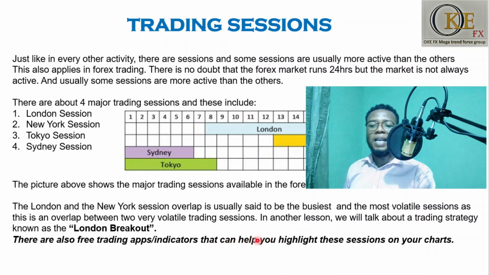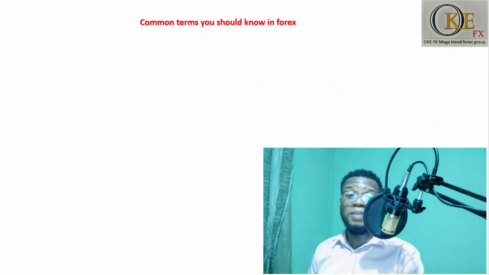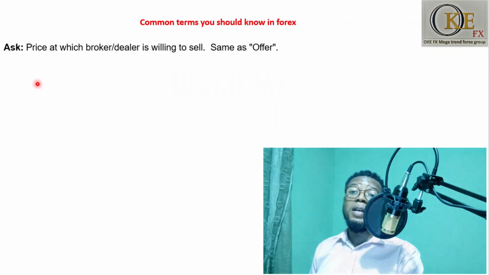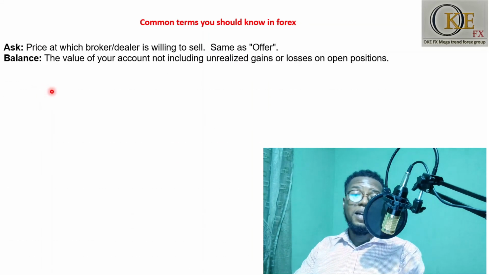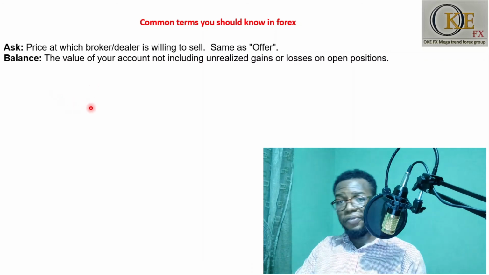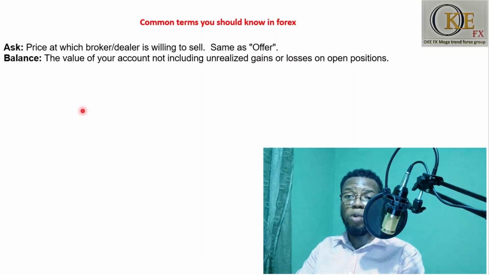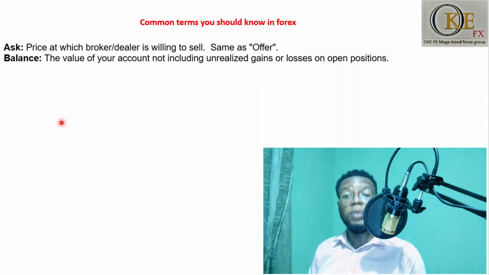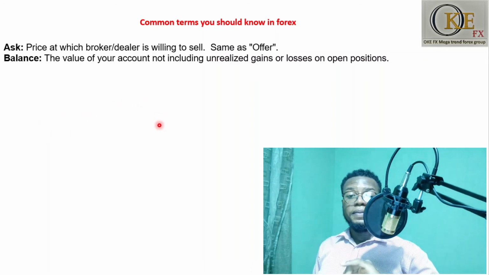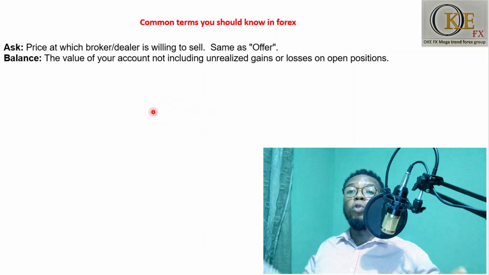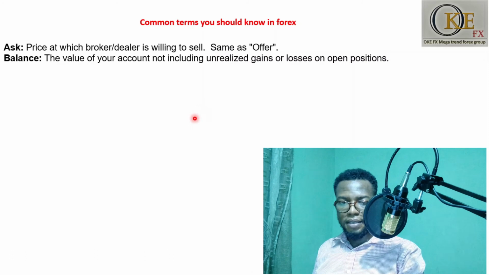Now there are common terms that are used in Forex, like we've already talked about: the ask price, the price you are willing to buy. Then the balance, which I will show you how it works when we head up to MetaTrader 4. Usually it's the value of your account, not including unrealized losses or open positions, because your exact balance is what is left after you've closed all trades. That's what your balance is.